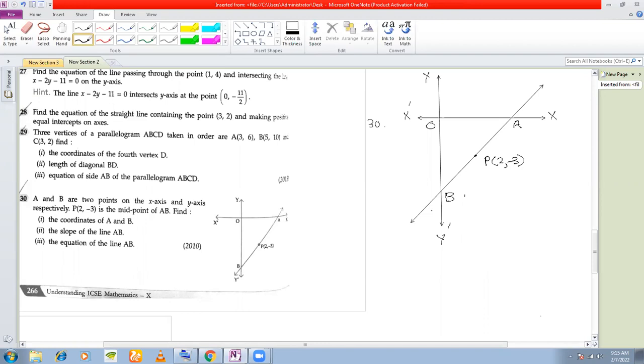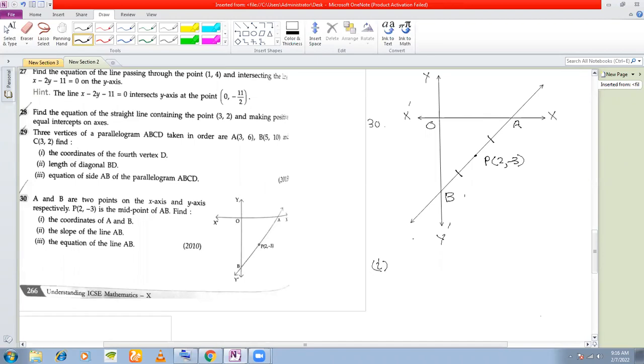Next, let's read the question now. This is the figure. A and B are 2 points on the x-axis and y-axis respectively, which you can see. P (2, -3) is the midpoint of AB. Now P, this point, is the midpoint of AB. That means this length here must be equal to this length. Okay. You need to find out the coordinates of A and B. That is the first question. Okay. So let's find out the coordinates of A and B.